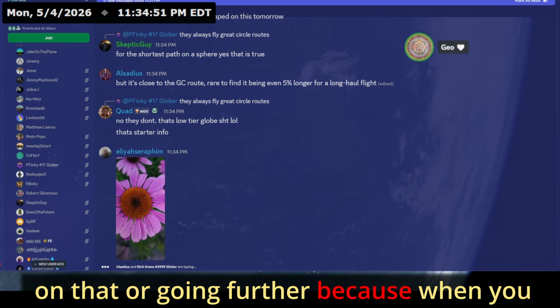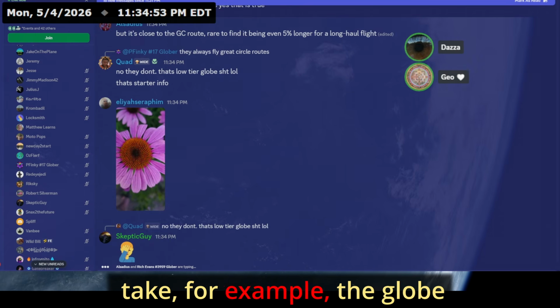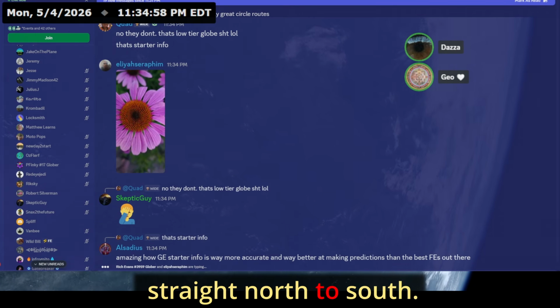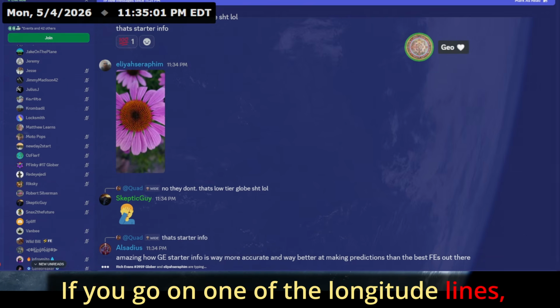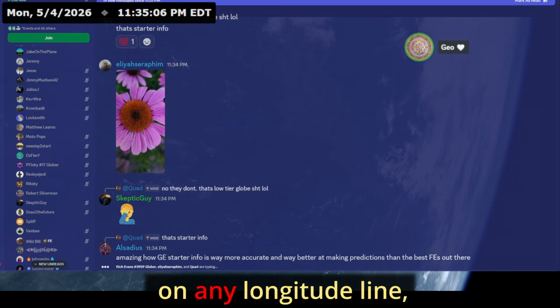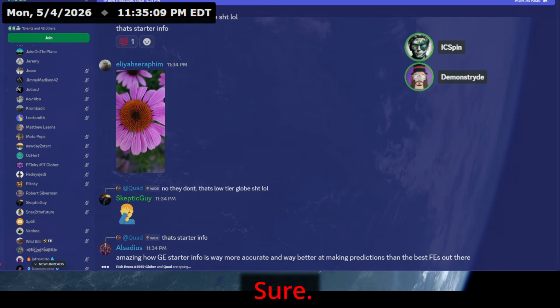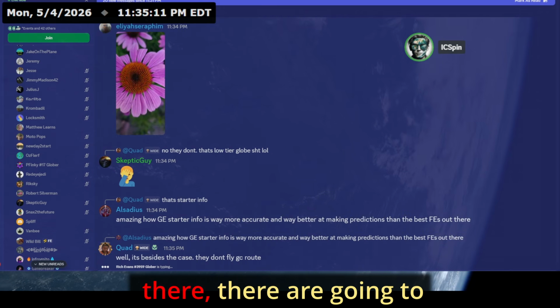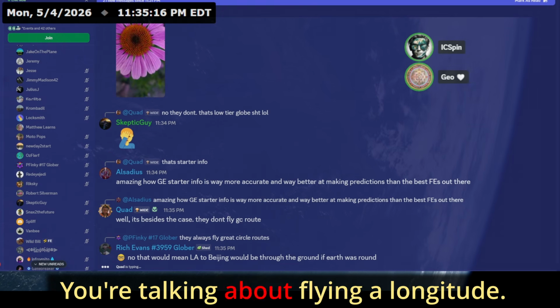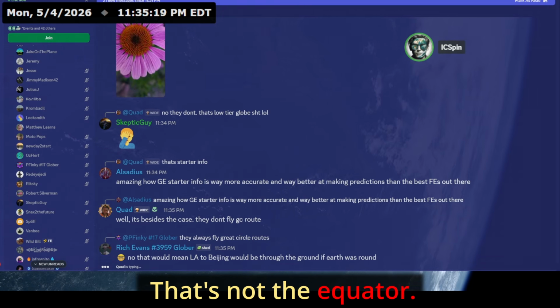Take for example the globe Earth, and you know how your longitude lines are all going straight north to south. If you go on one of the longitude lines, you don't turn left or right, you just keep going straight, but you are going around the ball on any longitude line. Correct, sure, I can stick with you, but there are going to be corrections if it's not the Great Circle. You're talking about flying a longitude that's not the equator, am I right?